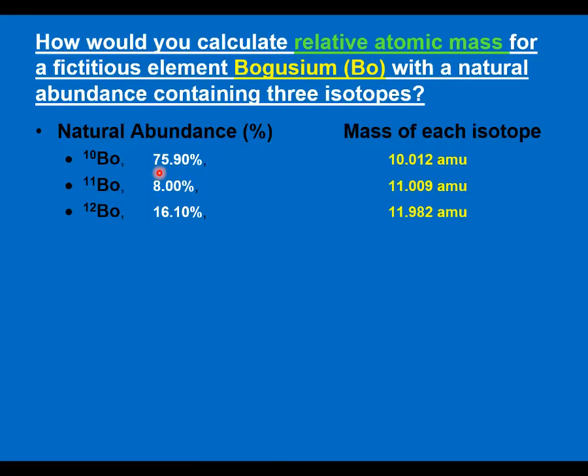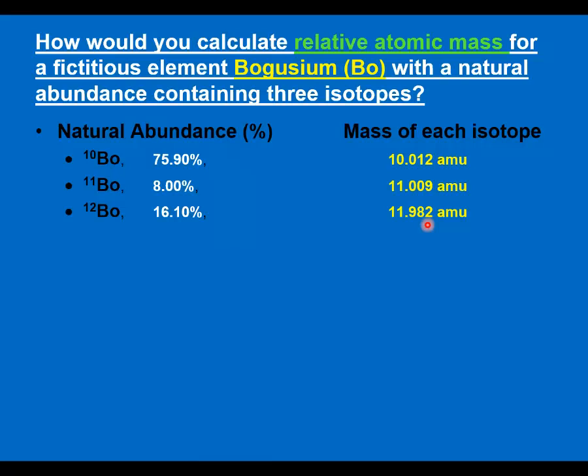So I have my first isotope, which has a mass number of 10. That's 75.90%. My second isotope has a percent abundance of 8%. My third isotope, which has a mass number of 12, has a percentage of 16.10%. These, if I've accounted for all of the isotopes, should add up to 100%. Okay. I have the mass of each isotope given to the thousandths place.